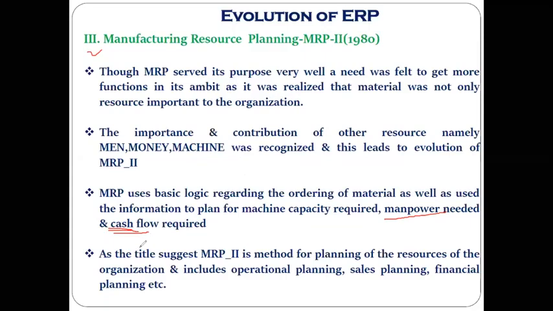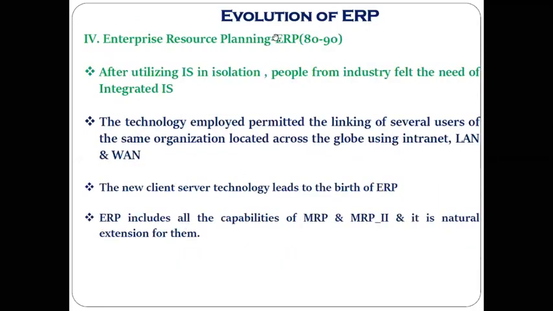Yes, sir. As I have mentioned further, as the title suggests, MRP2 is the method of planning for the resources of the organization. And it includes different things like operational planning, sales planning, financial planning, human resource planning, etc. All this can be done by utilizing the third stage in the evolution of ERP, that is manufacturing resource planning.